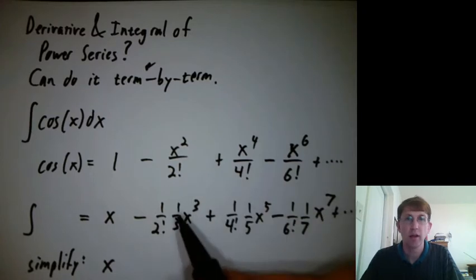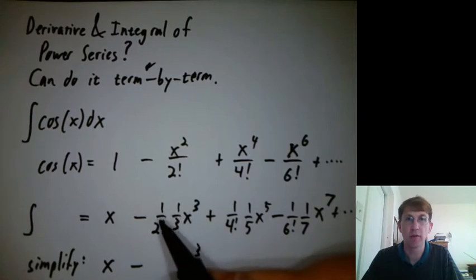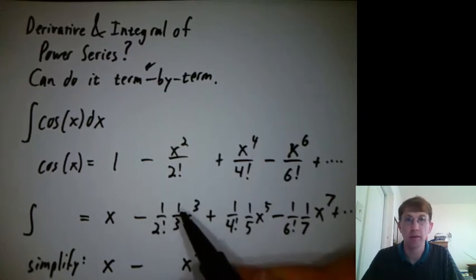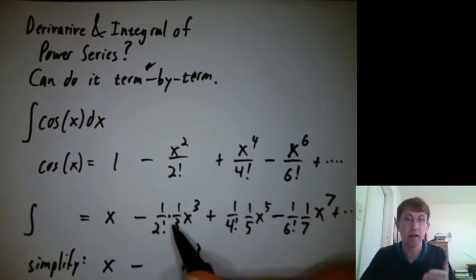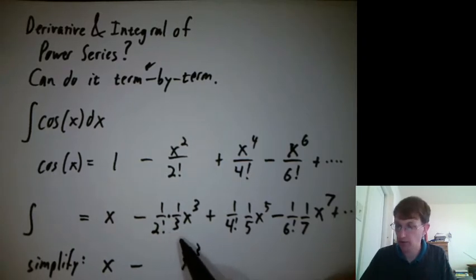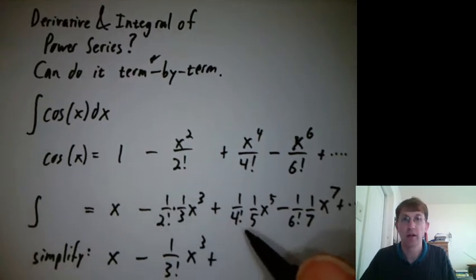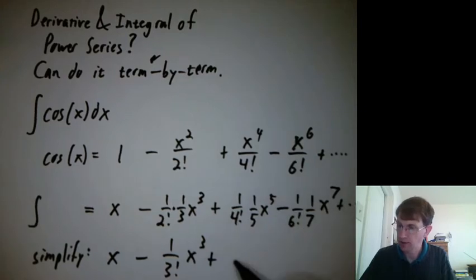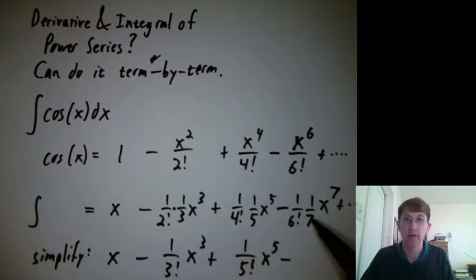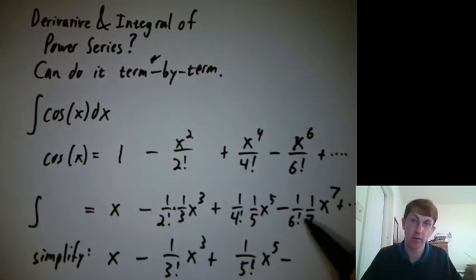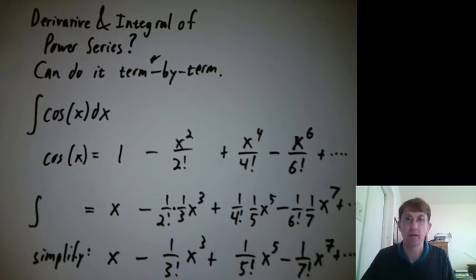x is just x. x to the third is fairly straightforward, but what about this 1 over 3 times 1 over 2 factorial? Well, 2 factorial is 2 times 1, and we're basically multiplying these. So this is 3 times 2 times 1, which is 3 factorial. So we get 1 over 3 factorial. This is 5 times 4 times 3 times 2 times 1, so that's 5 factorial in the bottom. And then this is 7 times 6 times 5 times 4 times 3 times 2 times 1. So that's 1 over 7 factorial x to the seventh plus dot dot dot.